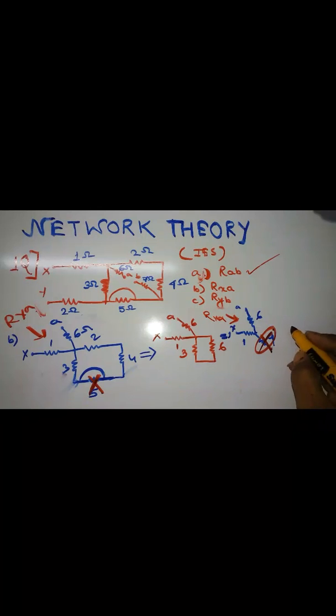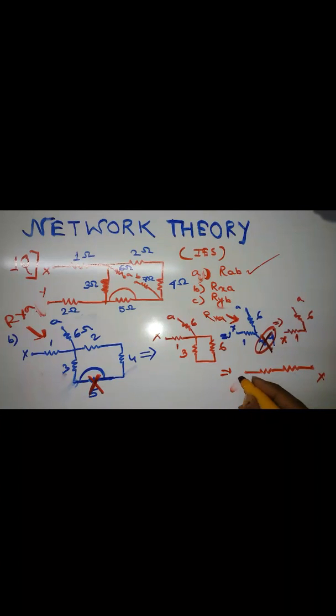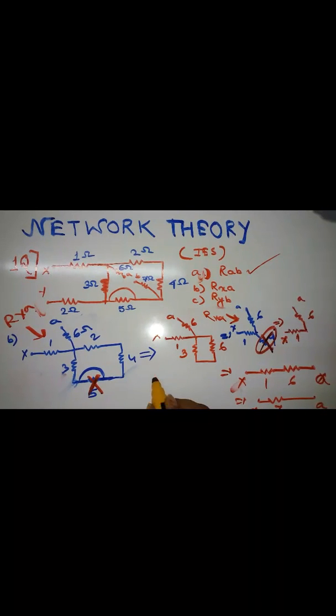Fine. So your final diagram will be only AX, that is 6 and 1. You can write it like this also, AX or XA, whatever you want to denote it, 1, 6. So basically these two are in series. So your R of XA is 7 ohm. Clear?